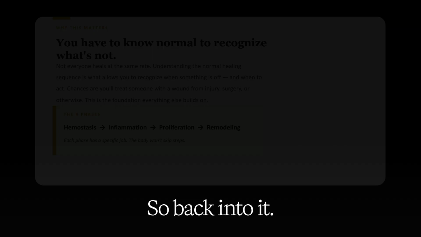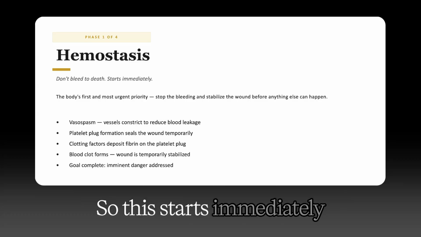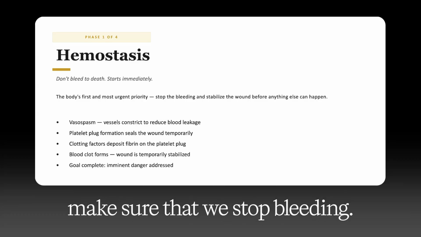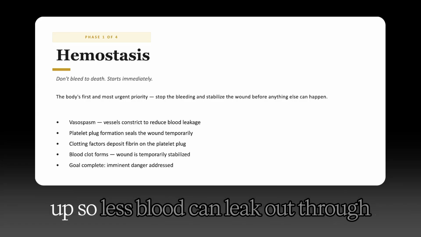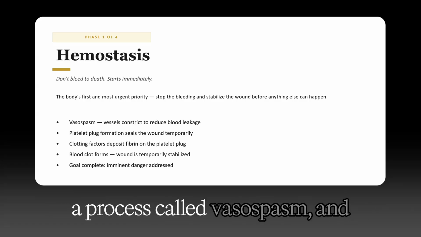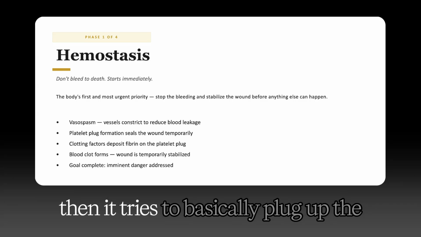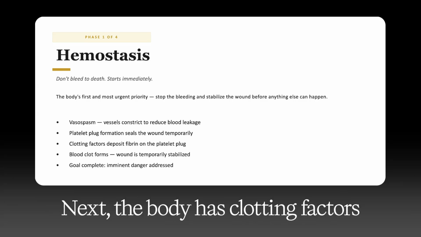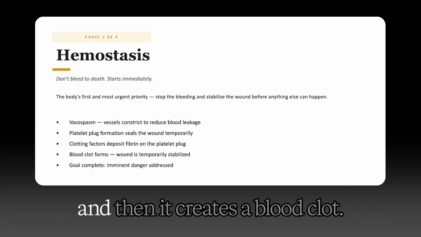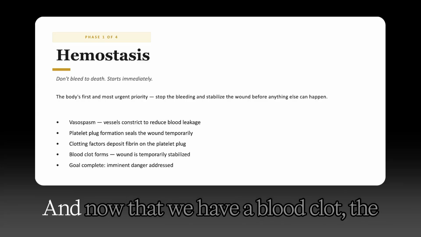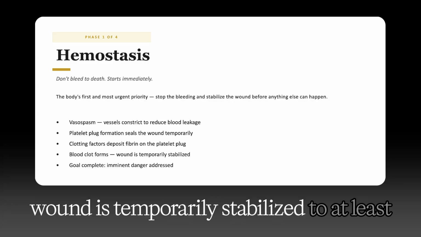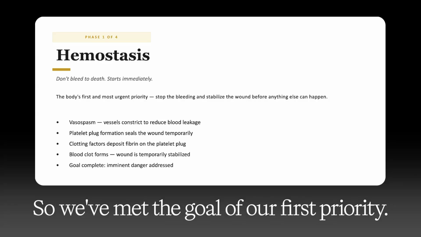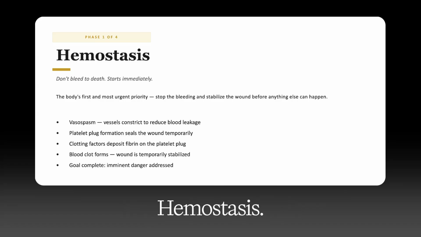So back into it. First, we have hemostasis. So this starts immediately when someone gets a wound. In this, we're basically trying to make sure that we stop bleeding. So the body tells the vessels to tighten up so less blood can leak out through a process called vasospasm. And then it tries to basically plug up the wound with a platelet plug formation. Next, the body has clotting factors to deposit fibrin on the platelet plug, and then it creates a blood clot. And now that we have a blood clot, the wound is temporarily stabilized to at least make sure that we don't bleed to death. So we've met the goal of our first priority. Don't bleed to death. Boom, hemostasis.